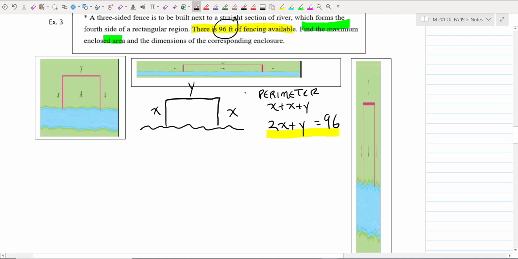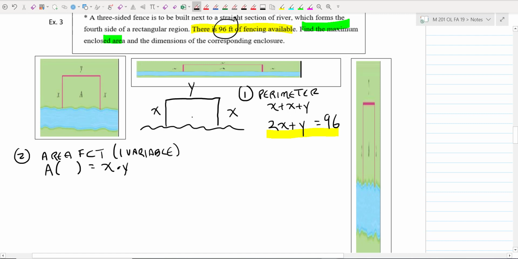So after we get that perimeter equation, now we move on and we're going to come up with an area function in terms of one variable. The key thing is you have to make sure your function ultimately has one variable in it. So to begin with, we'll just call this the area. The area is just going to be equal to X times Y. It's base times height.